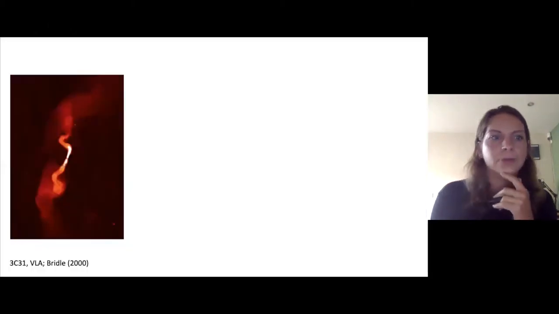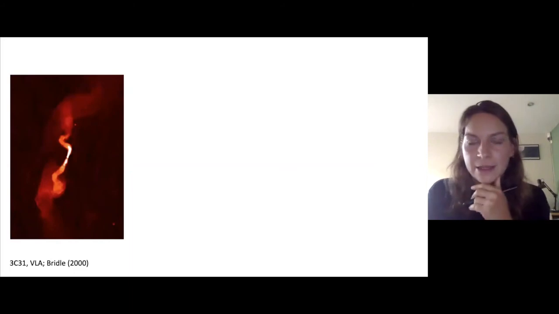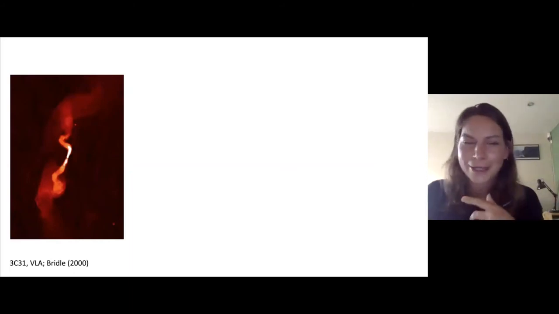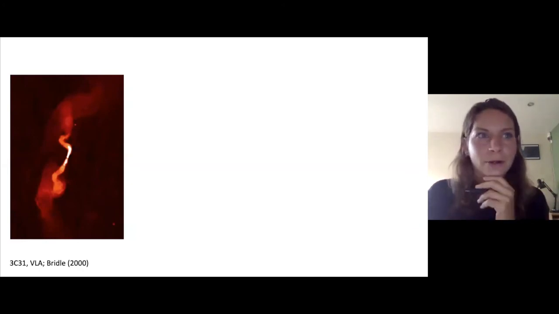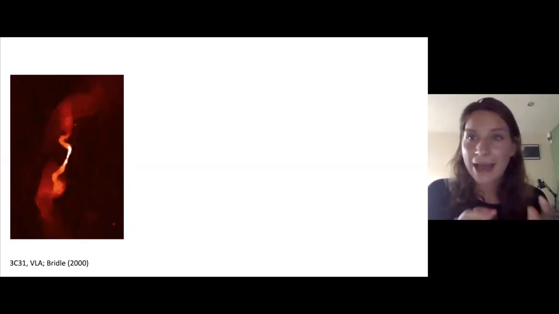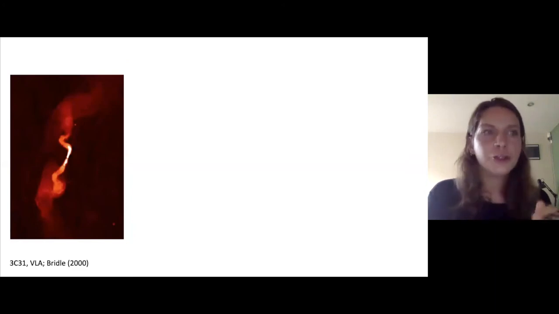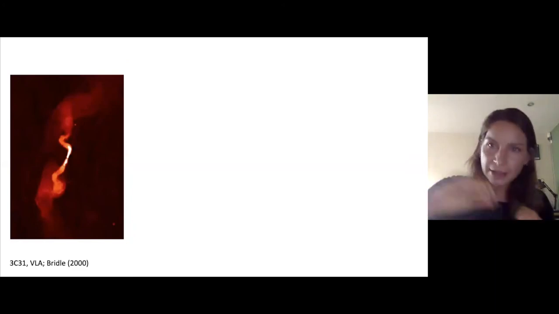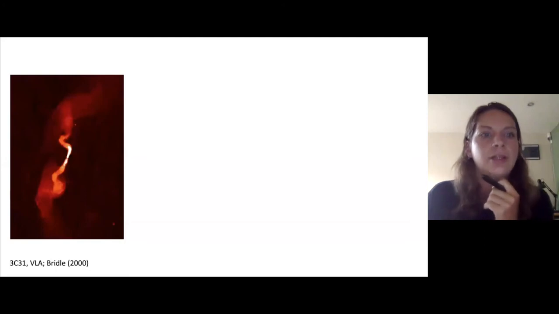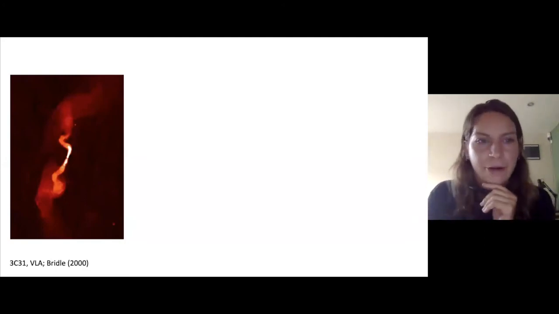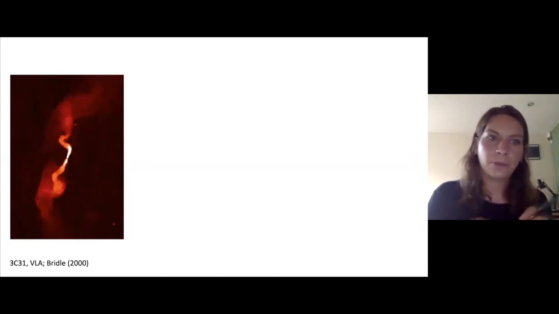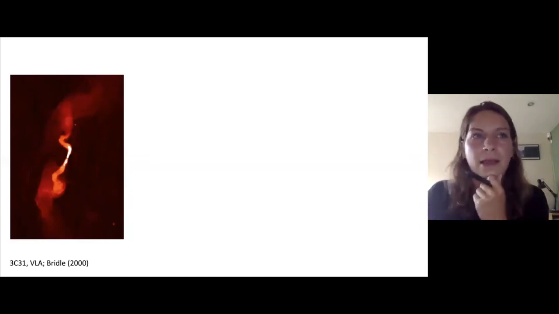So for example, this is 3C31. They don't have very exciting names. They're just named after the survey that detected them. And so we call this one 3C31. Right at the center of that image, that's where the black hole is. And you can see two jets coming out in both directions, and they're bright to start with, and then they're getting fainter as they carry on emitting. And they're both becoming quite wiggly in this image.